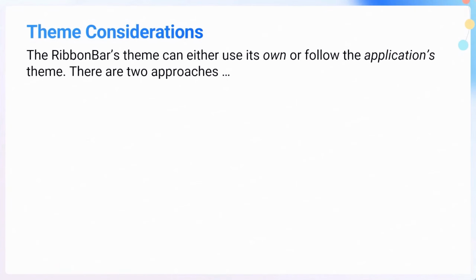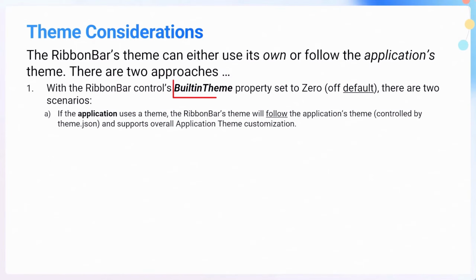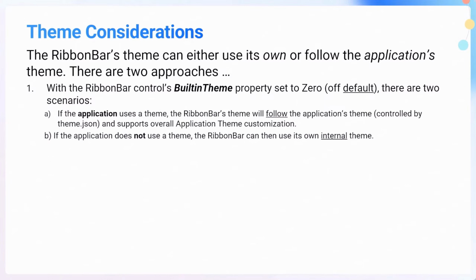So also there are some theme considerations at this point as well. Notice that you can actually have 2 types of themes. You can have a RibbonBar control built-in theme property. It's set to 0, or off, by default. If the application uses an overall theme, for example, the apply theme command, the RibbonBar theme will follow the current application theme as controlled by the theme.json file, which you probably know for quite a few releases now. If the application does not use a theme, then the RibbonBar can use its own internal theme.